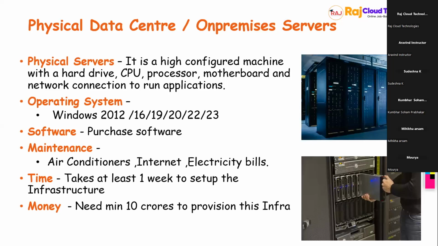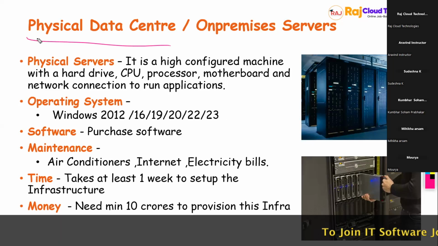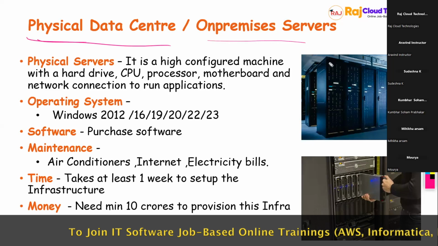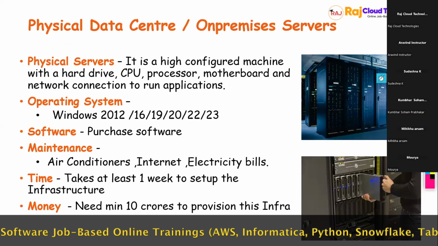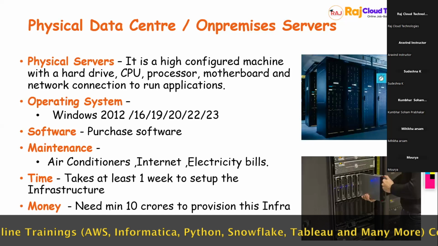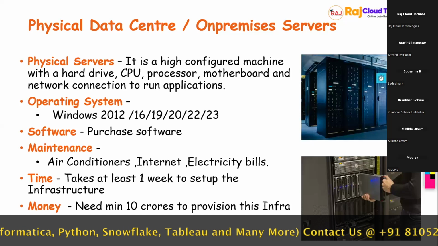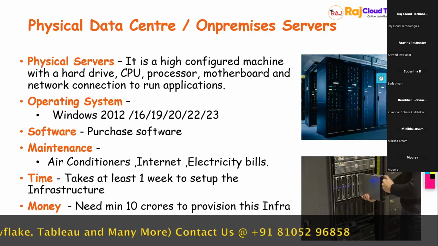This setup we call a physical data center. Why are we calling it a physical data center? Because a group of servers is physically present in your office. You can see them, you can touch them, you can access them. That's why we call it a physical data center. Or you can call it an on-premises server, because these servers are beside your premises, next to your cabin, somewhere next to you.